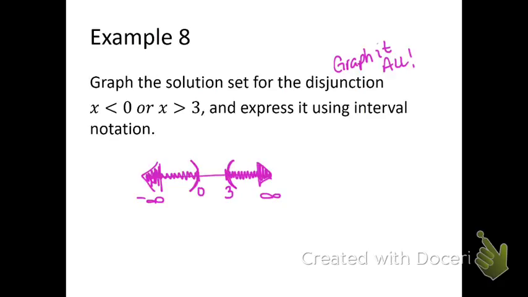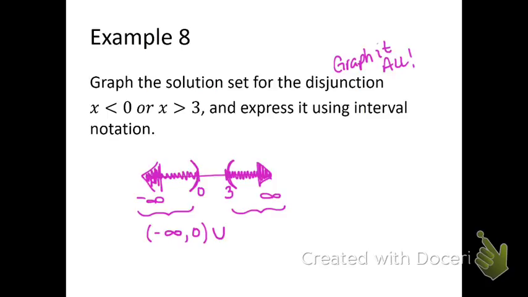Now, when I go to write my solution here in interval notation, look, we got two pieces to this answer, okay? So you're going to have two different intervals. This first one starts at negative infinity, which always gets a parenthesis, and it ends at 0, and it has a parenthesis there.